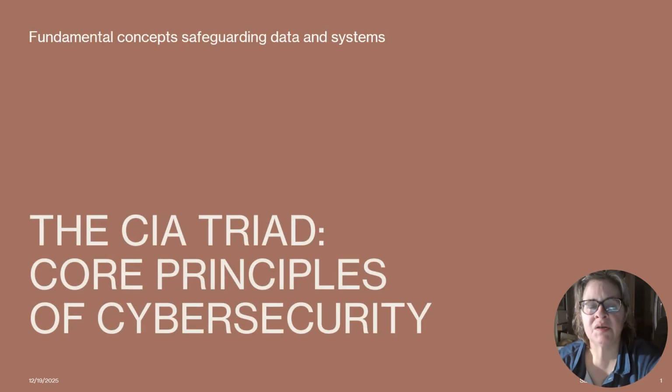Hi, my name is Mel, and the following video will explore the CIA triad, which is confidentiality, integrity, and availability, which is the modern model for information security. It covers the three core principles of confidentiality, integrity, and availability, and the crucial roles in protecting data.